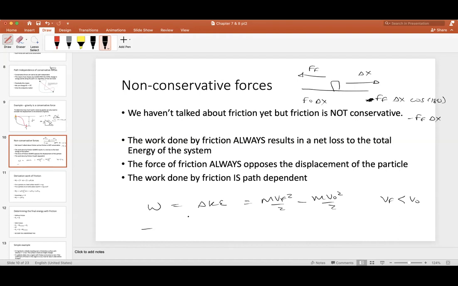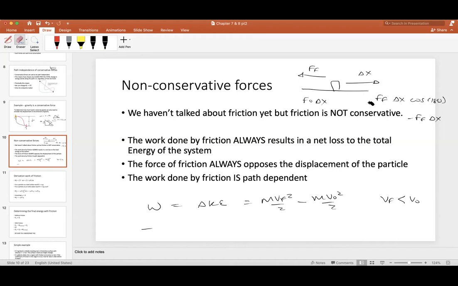From our practical experience of being alive, we know that friction causes an object to slow down. The force of friction always opposes the displacement of our particle. Whichever way the particle is traveling, the friction vector is in the opposite direction, assuming there's a surface with friction. The work done by friction is path dependent.